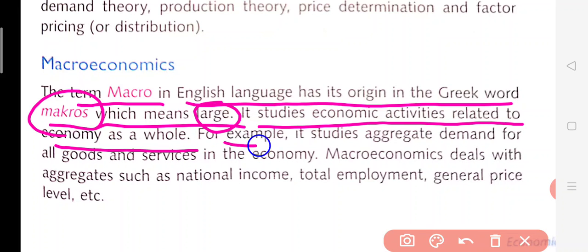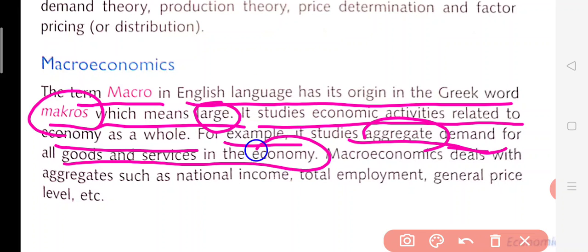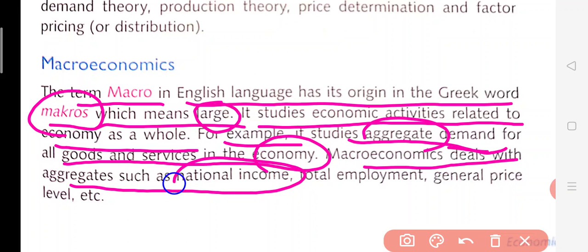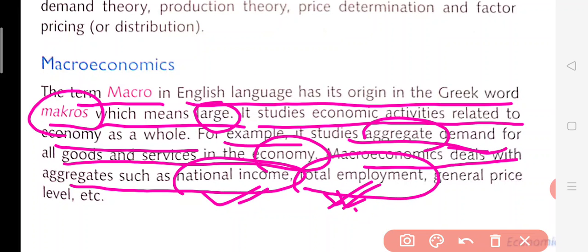For example, it studies aggregate demand. Aggregate means total demand for all the goods and services in the economy. Economy, you can say any country. Macroeconomics deals with aggregates such as national income and total employment. This is not a matter of only one person needing employment. Everybody in the country needs some employment, so this is a matter related to a country. National income is not about a single person's income, it is about the income of the country.